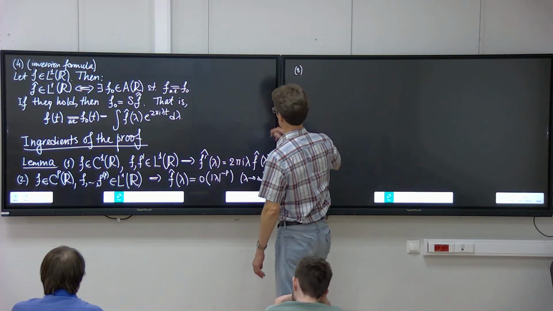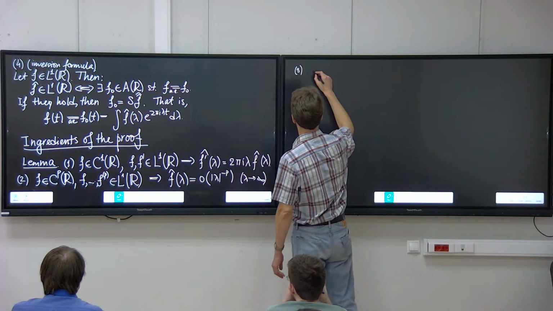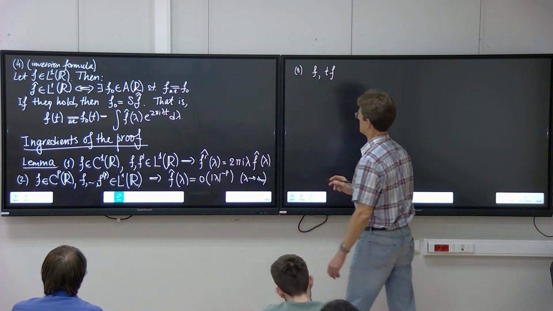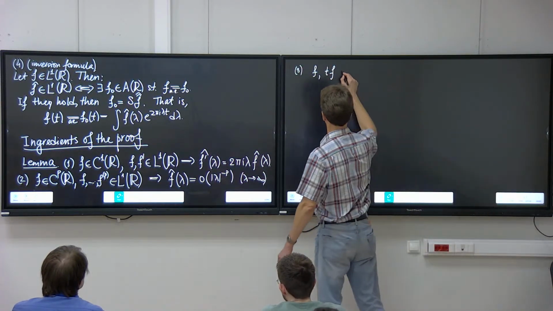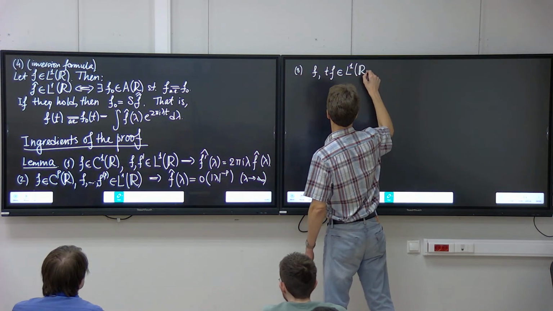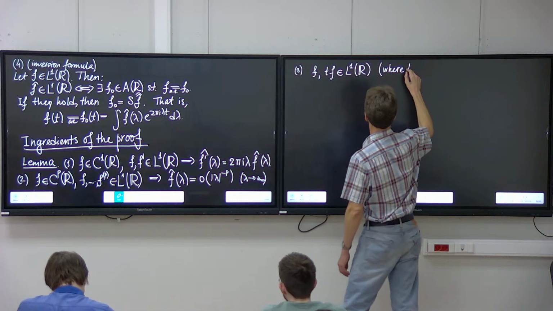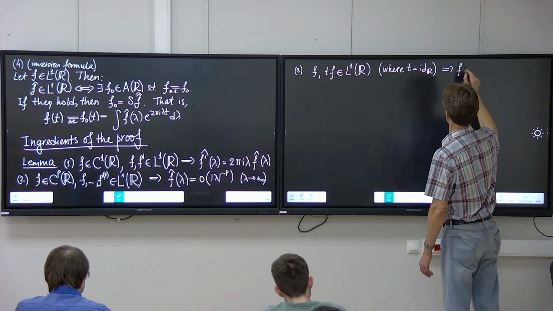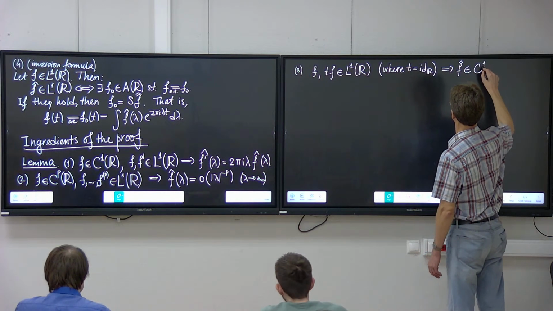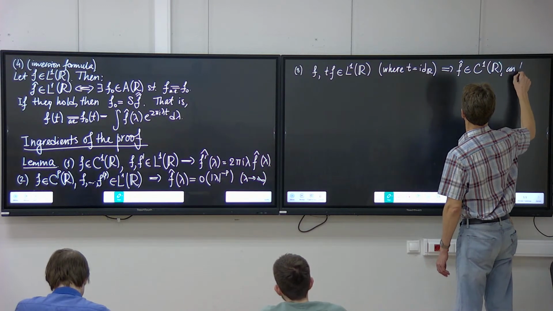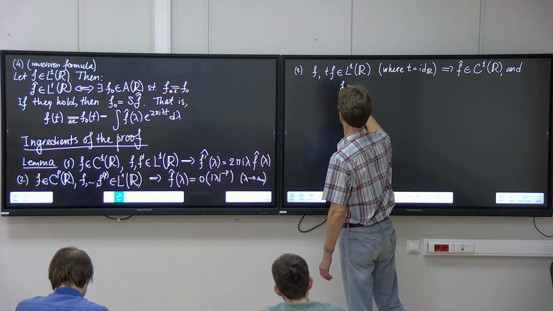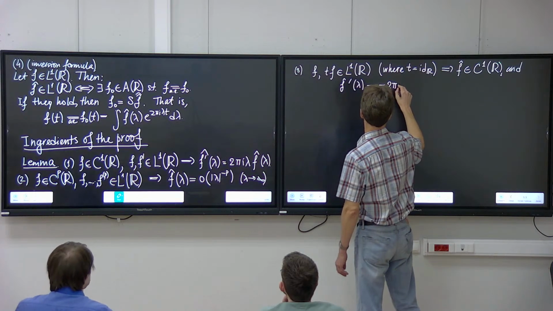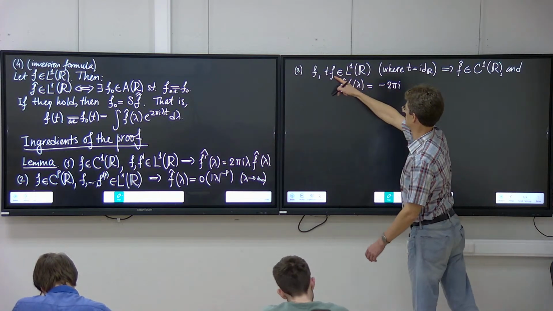Property 3 is in a sense dual to property 1. If we assume that f is integrable, and if we multiply f by the coordinate function t, where t is just the identity map of the line, and if this function is also integrable, then the Fourier transform of f is continuously differentiable. And the derivative of the Fourier transform is minus 2 pi i times the Fourier transform of the function tf.